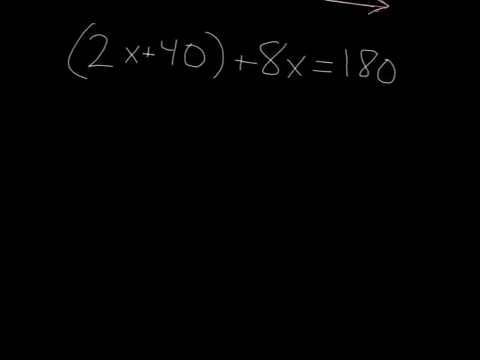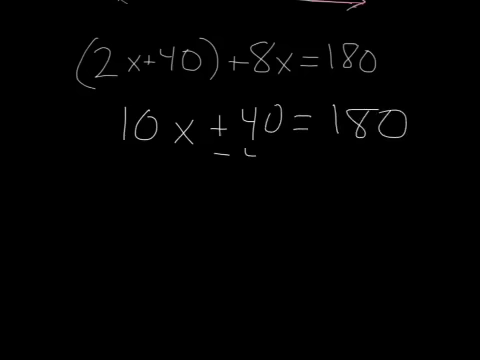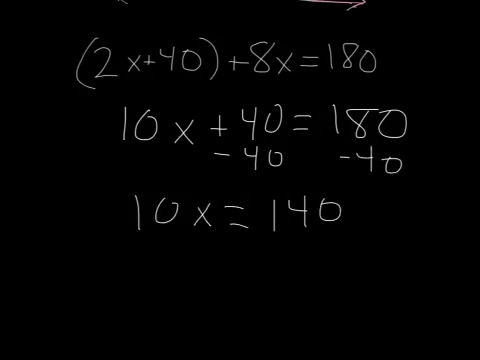So let's say I can combine my like terms. 2x plus 8x, that gives me 10x, plus 40 equals 180. I can subtract 40 from both sides. That's going to give me 10x equals 140. I divide by 10, and for my answer I'm going to get x equals 14.